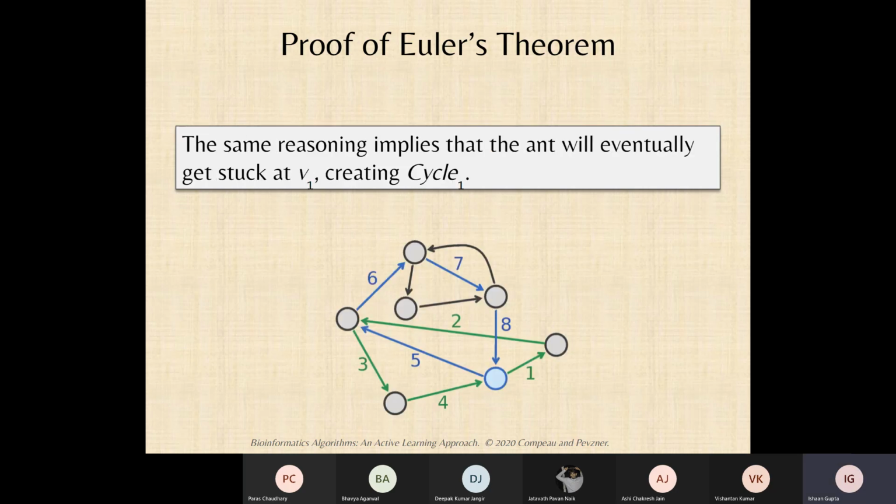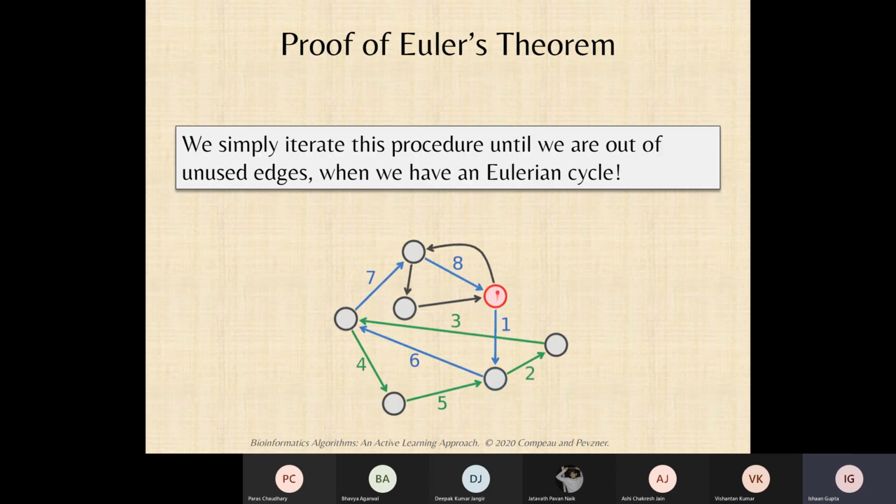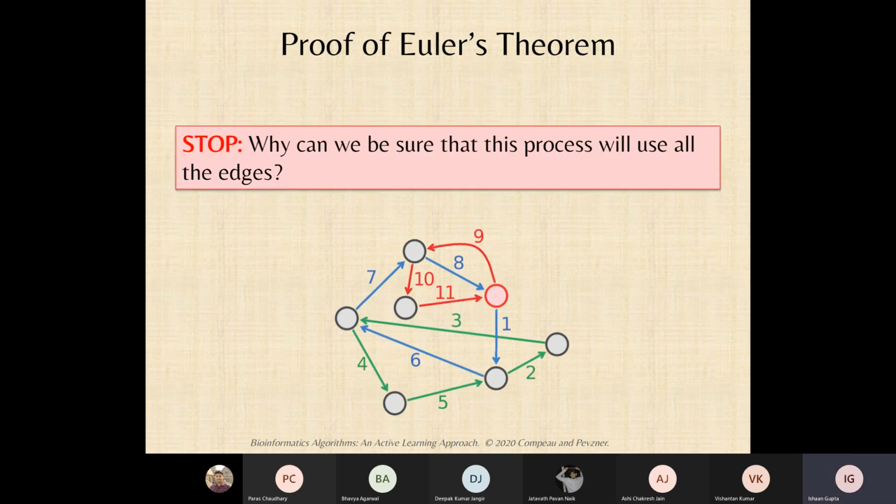Right? So when you do this, eventually this path is again exhausted. Then you do it again. You place the ant somewhere else, let's say on this one, and then you finally cover all the edges. So by doing this iterative process, you have basically connected all the edges, right? And when you do this, it suggests that an Eulerian cycle will exist in a graph like this. Okay, but why do you think we can be sure that this process will use all the edges?